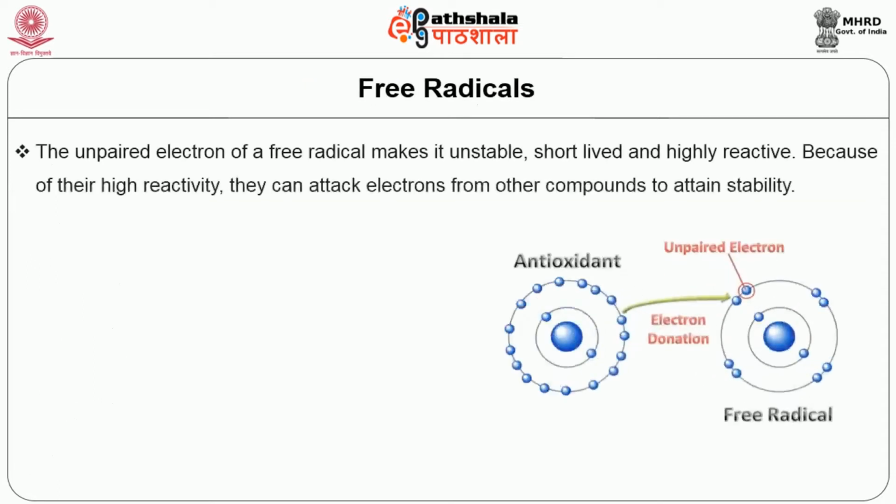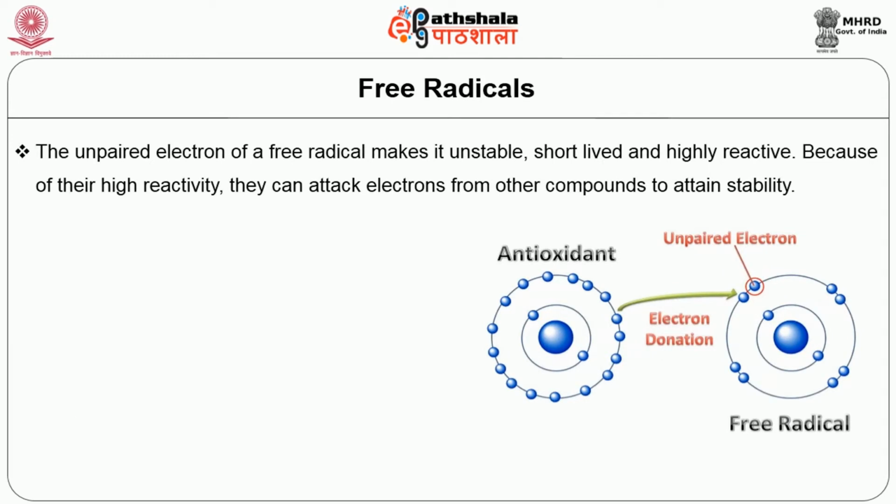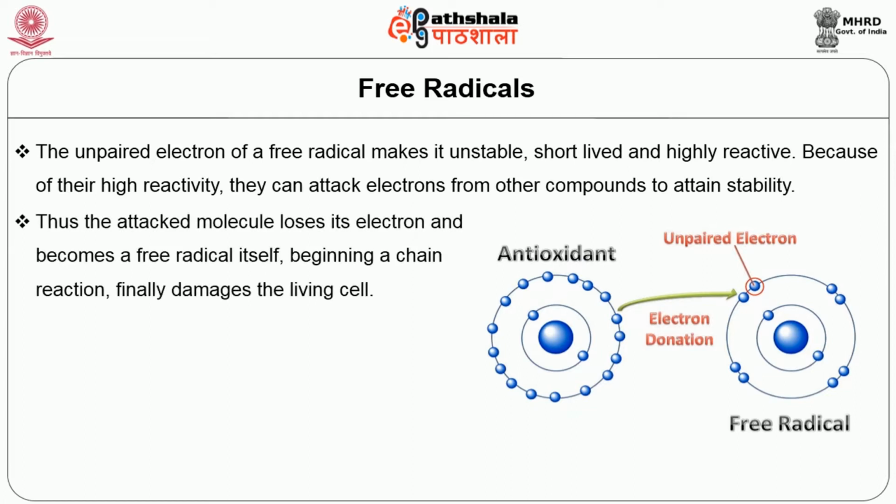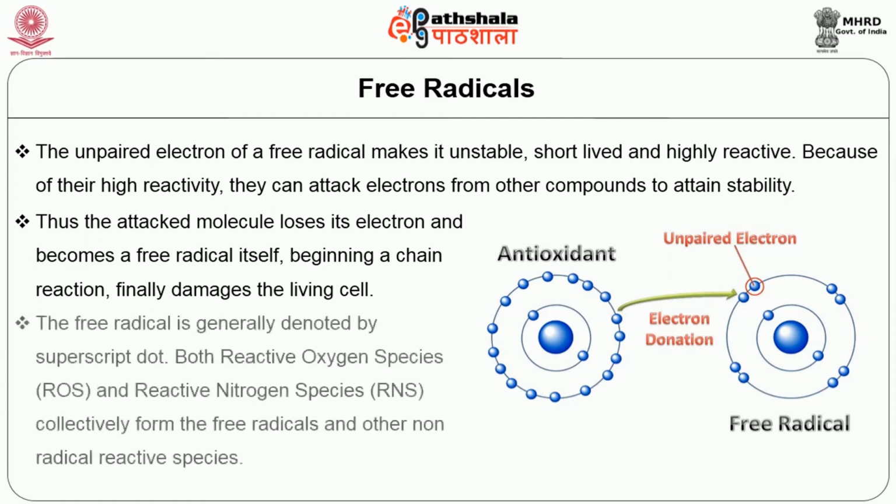Free radicals. The unpaired electron of a free radical makes it unstable, short-lived and highly reactive. Because of their high reactivity, they can attack electrons from other compounds to attain stability. Thus, the attacked molecule loses its electron and becomes a free radical itself, beginning a chain reaction that finally damages the living cell. The free radical is generally denoted by a superscript dot. Both reactive oxygen species and reactive nitrogen species collectively form the free radicals and other non-radical reactive species.